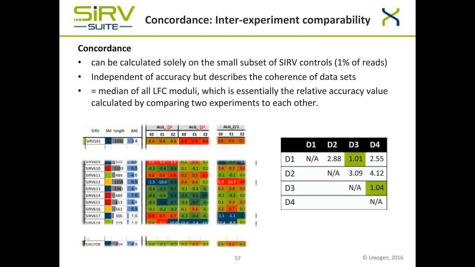So if you would imagine not having 2 but 4 algorithms and software pipelines, and they all have different accuracies, you can then calculate the concordance. And in that particular case, for example, examining the data set with algorithm 1 and algorithm 3 would be a good idea because of the low concordance value. If you would choose to compare one data set with algorithm D2 and the other one with D4, that would not be a good idea in that case.